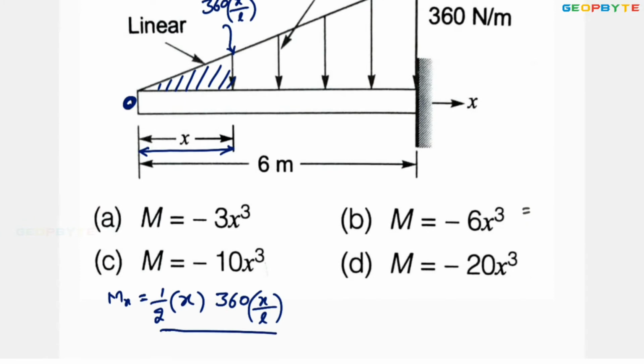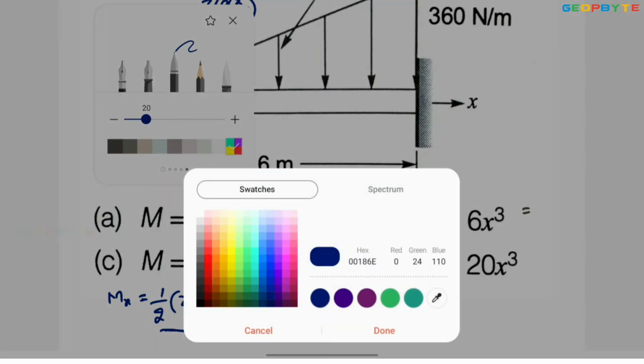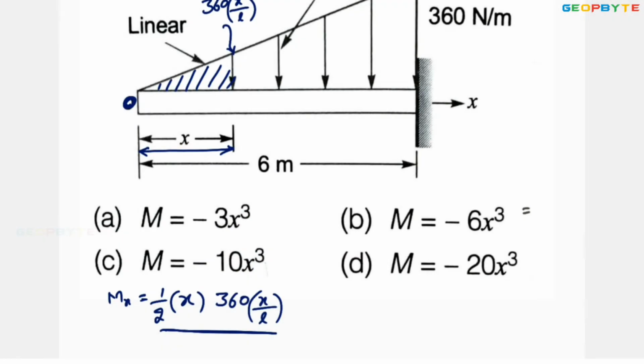This resultant point load is assumed to be acting at the center of gravity. For this case, the center of gravity is lying somewhere here. This is the center of gravity G. That center of gravity is at a distance of 2 by 3 into x. On the other side it is x by 3. Since the resultant point load is assumed to be acting at the center of gravity, that point load multiplied by this distance, that is x by 3, is giving the moment into x by 3.